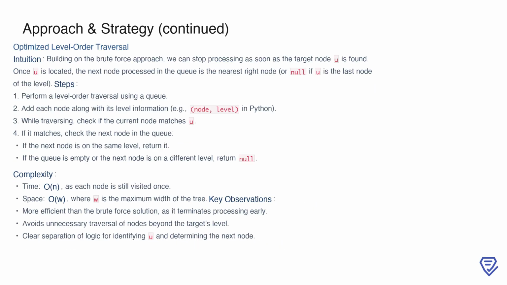Now, to improve on the brute force approach, we can optimize the level order traversal to stop processing as soon as the target node u is found.